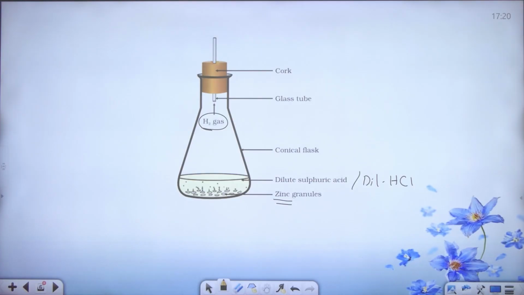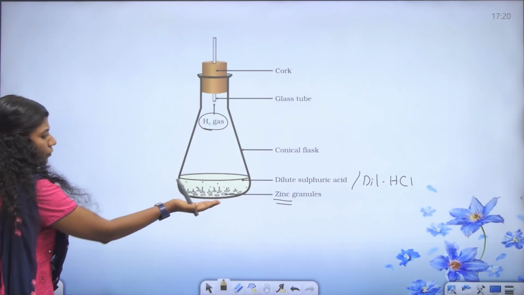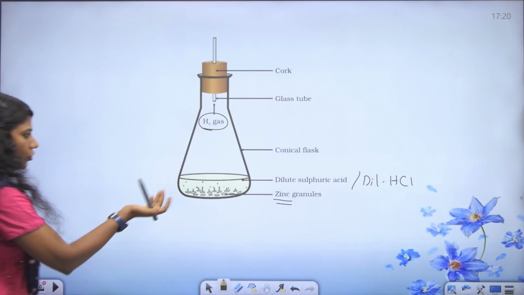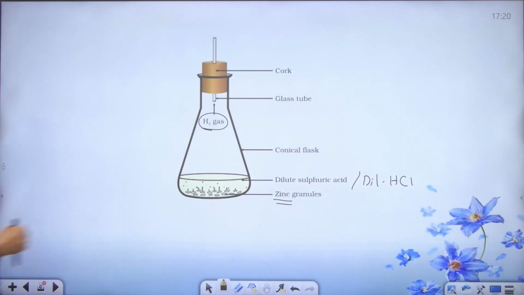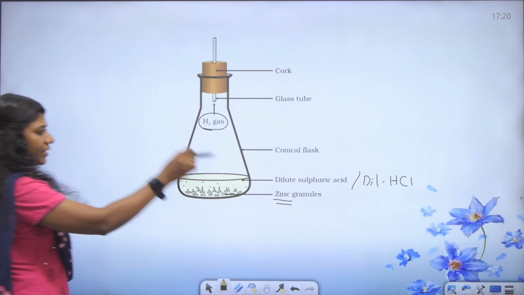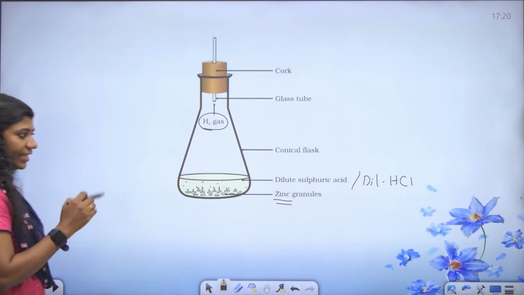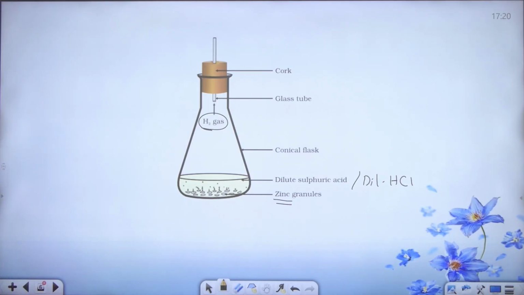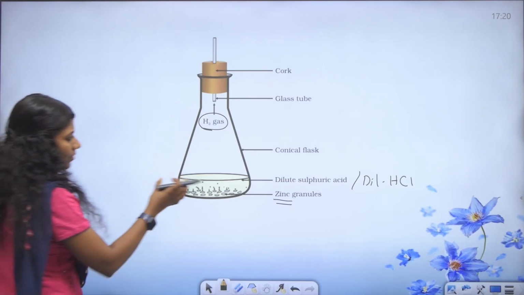Then touch the bottom portion of the conical flask or test tube. What do you feel? It's very hot. Why? Because zinc reacts with the sulfuric acid or dilute HCl. It liberates heat energy. That's why the conical flask becomes hot.